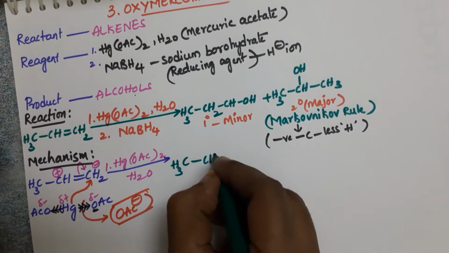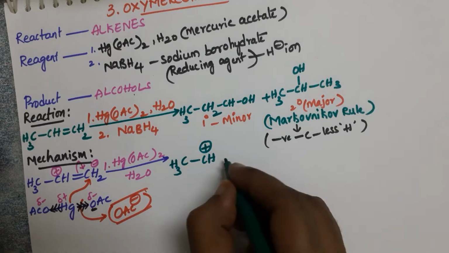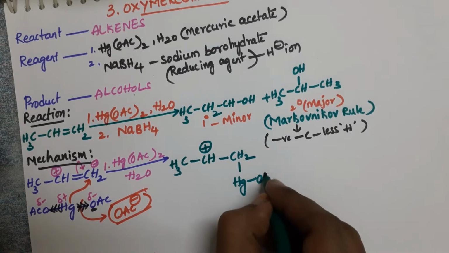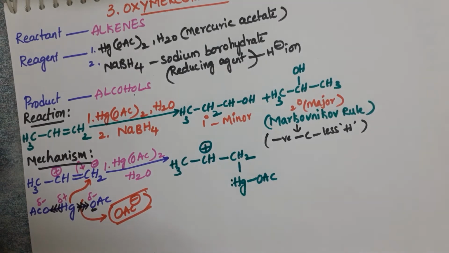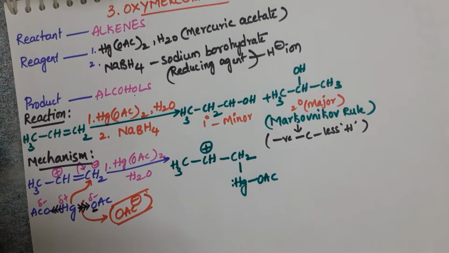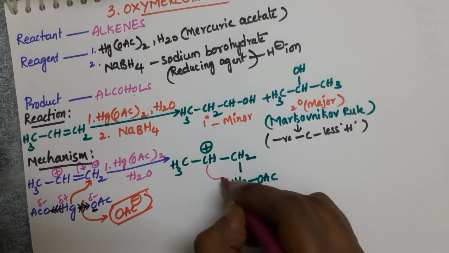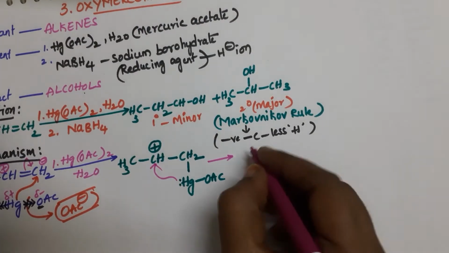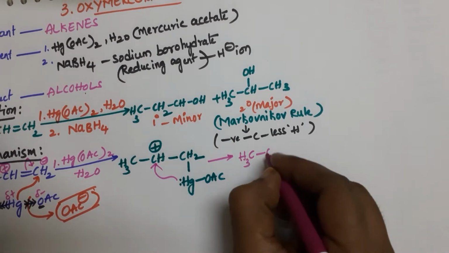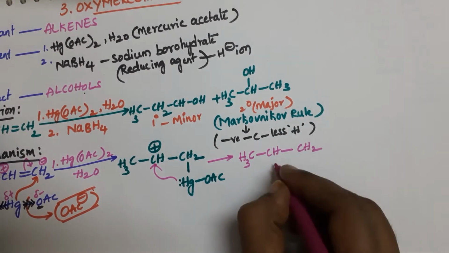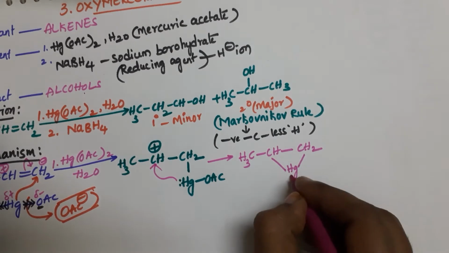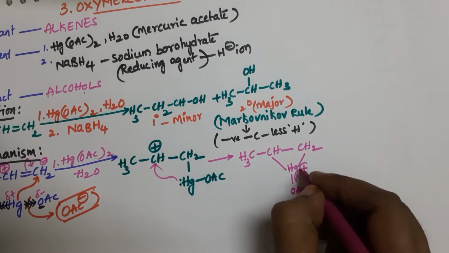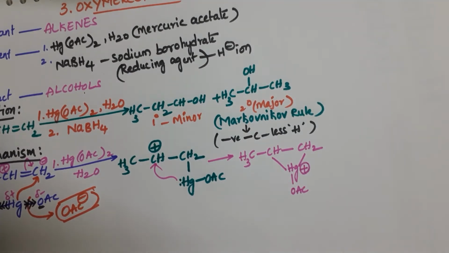Now let us write down the product here. CH3, CH, this CH carries the positive charge. Next, CH2, where Hg OAc is present. Mercury is a metal, it possesses an extra electron pair. This can go and bind with the carbocation, and forms a three-membered cyclic intermediate. What is the structure here? See, CH and this CH2, and bridging these two carbons, the mercury OAc is attached. This mercury loses the electron, so it gets a positive charge.